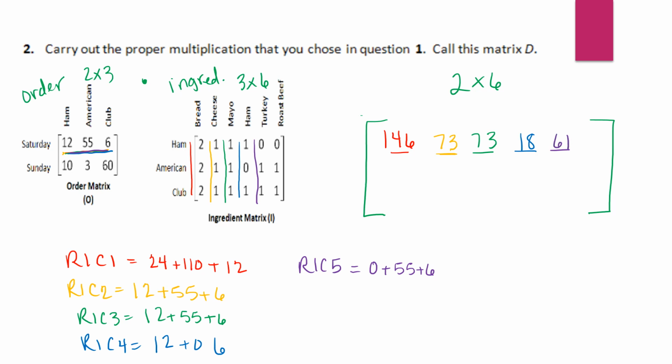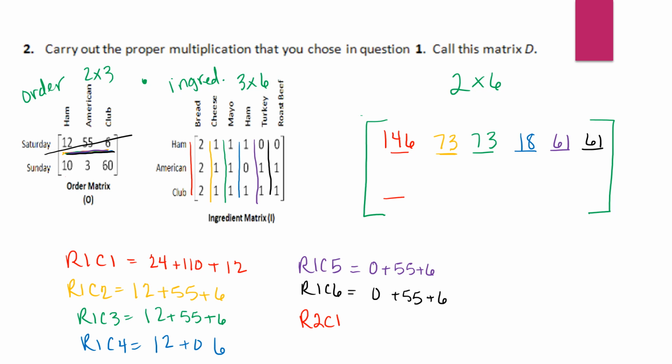And last but not least, and then we'll be all done with row 1, column 6. 0 times 12 is 0, 1 times 55 is 55, and 1 times 6 is 6. That has the same value as the column just before it. All right, we are done with the Saturday information, which was row 1 of the first matrix. And now we'll do the same thing, but for row 2, column 1, and so forth.